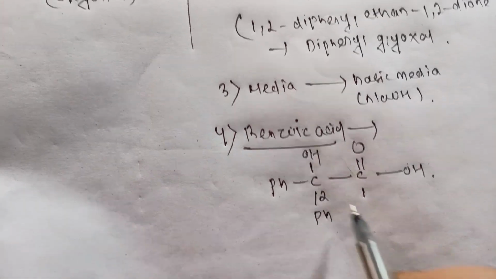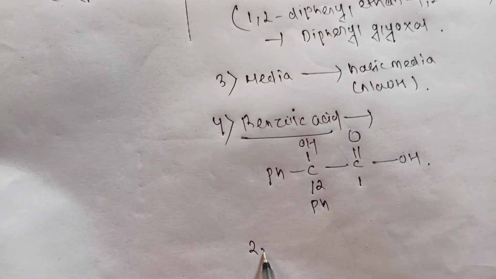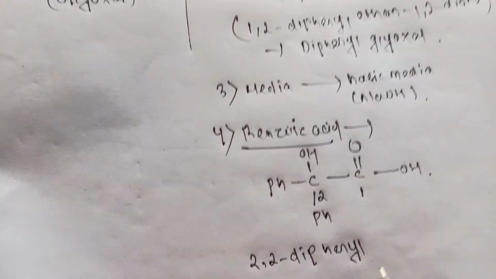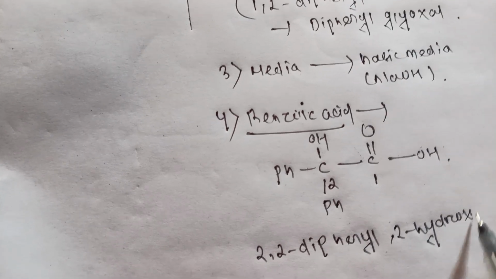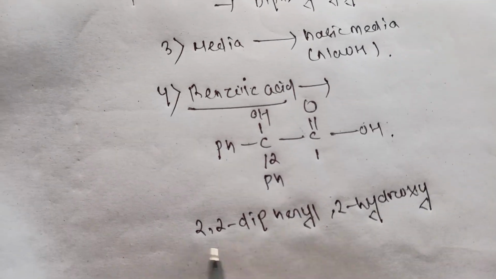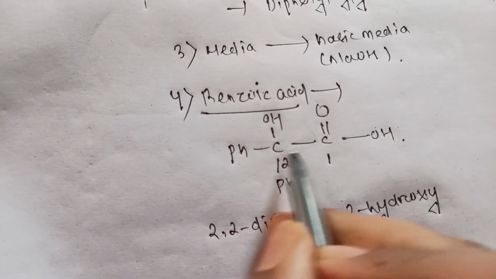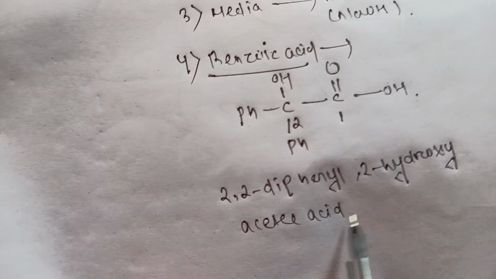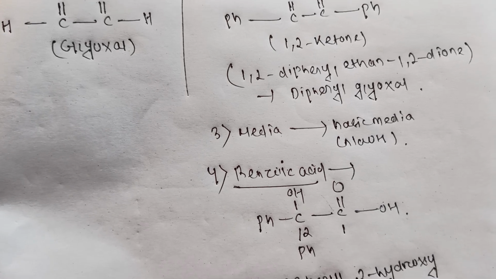The IUPAC name is like this: 2,2-diphenyl-2-hydroxy. Here acetic acid is present because there are 2 carbons, that is acetic acid. So this is all about benzilic acid and the media we use.